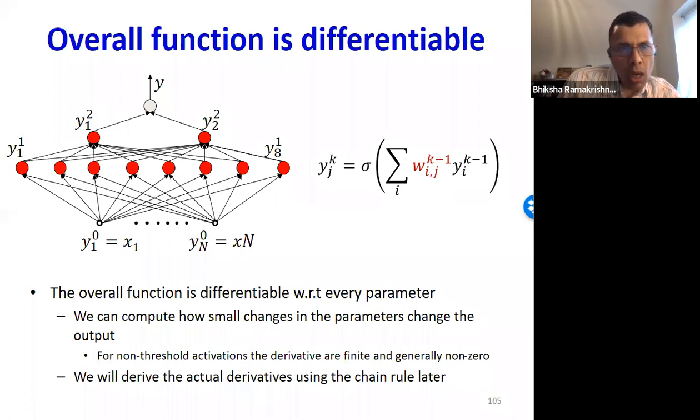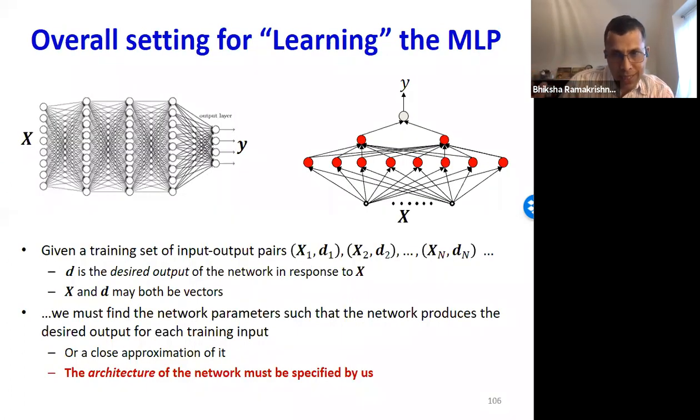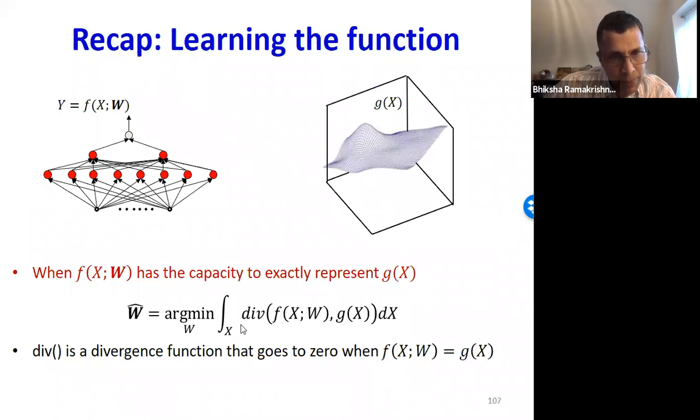So here is the overall setting now for learning an MLP. You will be given a collection of input-output pairs. These are your samples, where D is the desired output, X is the corresponding input. Both may be vectors, and we want to find the network parameters such that the network computes the desired output for each training input, or a close approximation to it. The architecture is going to be specified for us.